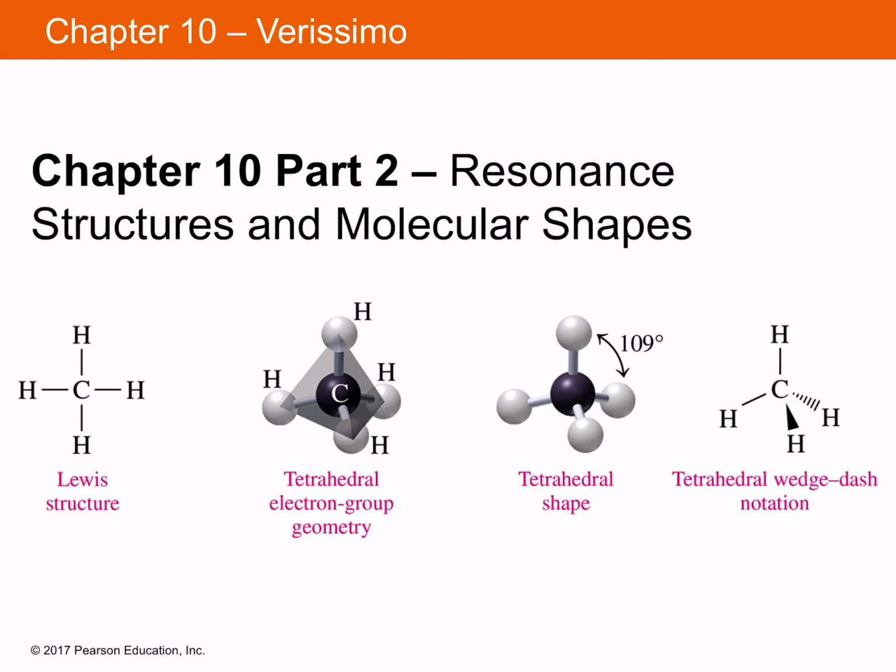Welcome to the second part of chapter 10. So this is going to be on resonance structures and molecular shapes. We're going to build off what we were doing last time with drawing Lewis structures and make those 3D. So instead of them being flat on a page, how would they look in real life, out in the real world, if we could see molecules?